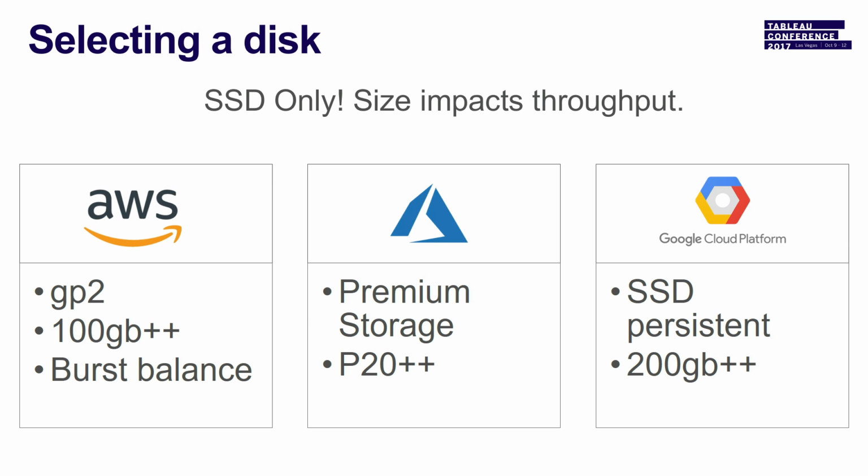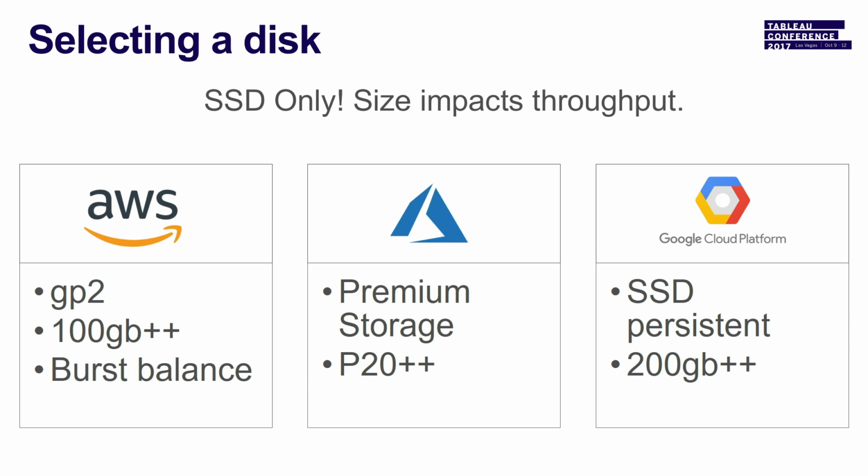For Amazon, general purpose 2 or GP2 SSD disk, you want to start with at least 100 gigabytes. Azure, you want to have a premium storage. You have to select an instance type in Azure with an S attached to it. If you don't get an S instance, you'll never be able to attach premium storage to it, and you'll have to start again. Google Cloud, SSD persistent, just their standard SSD is a good choice, and you'll want 200 gig or above.